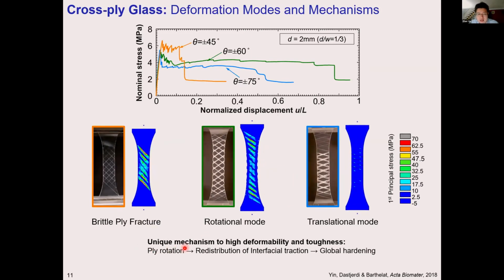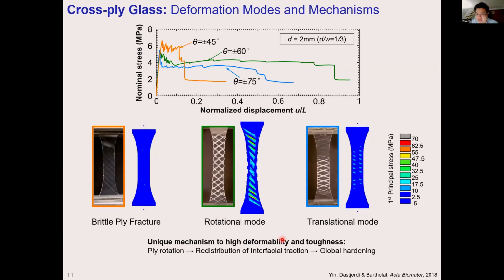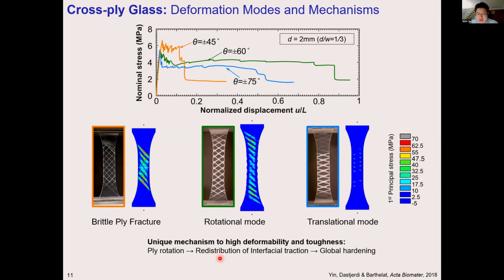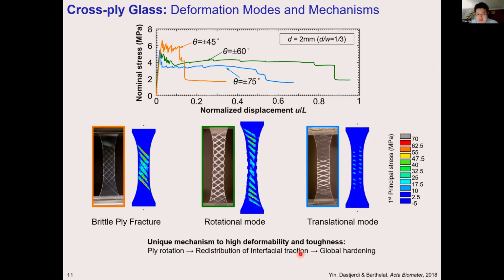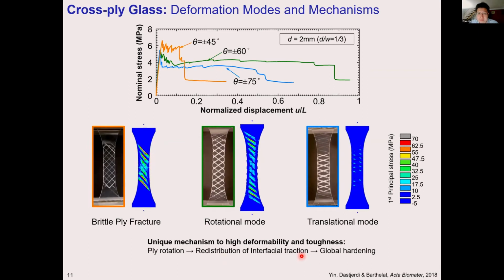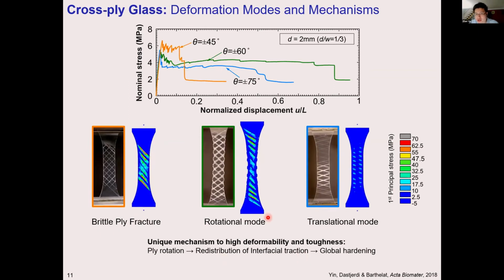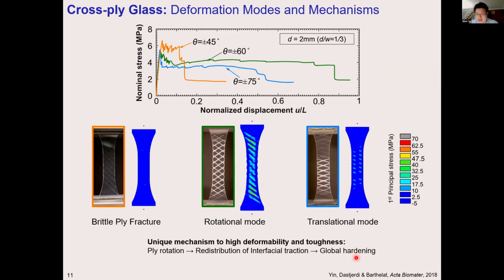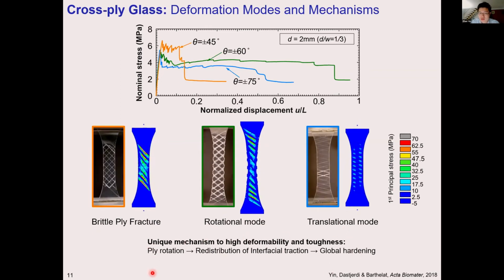And we find out that the unique mechanism for the high deformability is that the ply rotation will lead to the redistribution of interface tractions and further leads to a global hardening, even though the interface itself is softening. If you are interested, I can talk more on the detailed mechanism in the Q&A section.